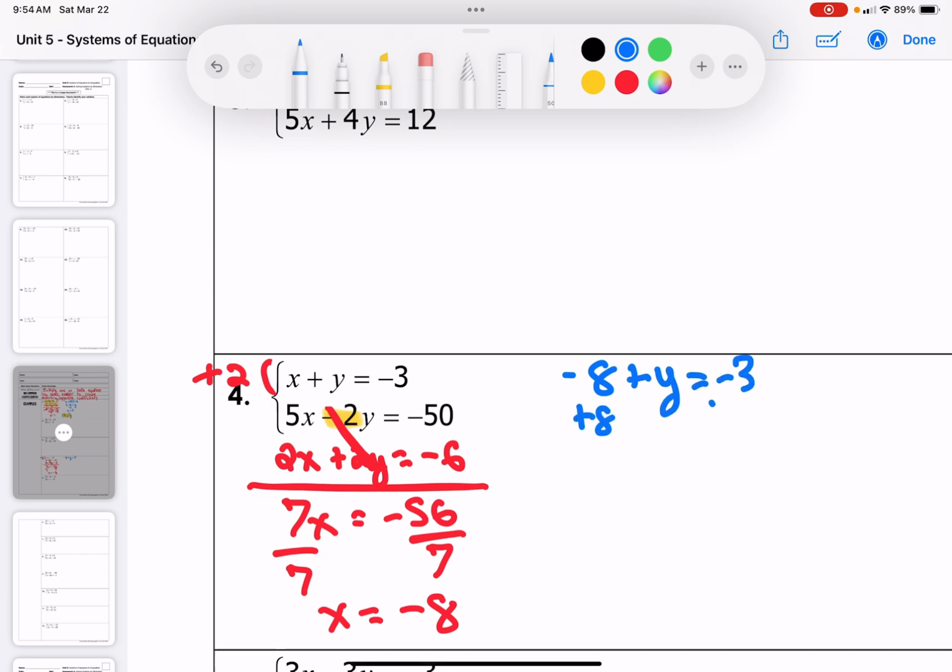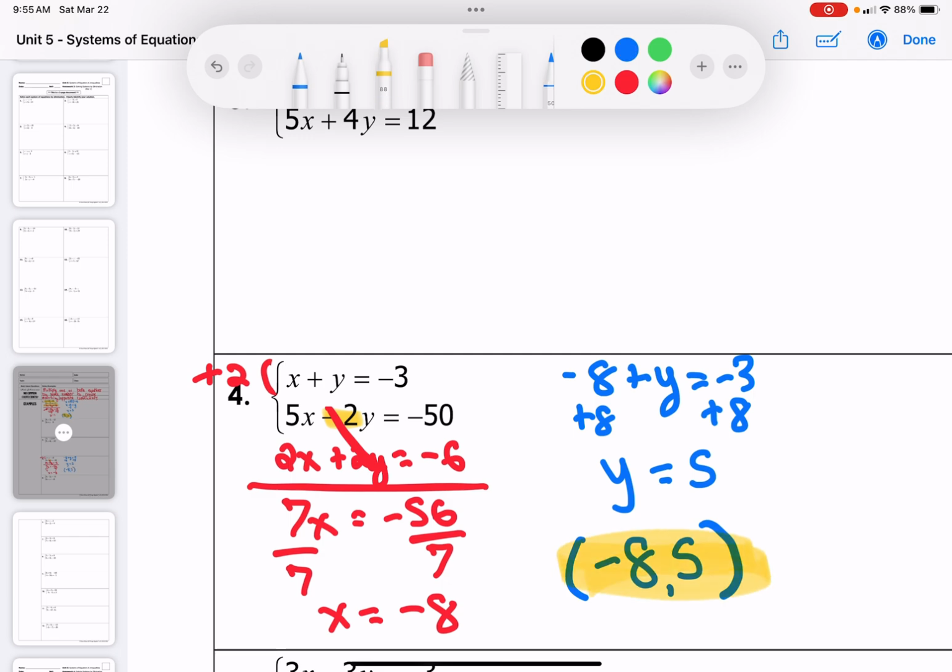I'm adding 8 to both sides. Now my y is going to be equal to, looks like a positive 5. So my solution is negative 8, positive 5. All right.